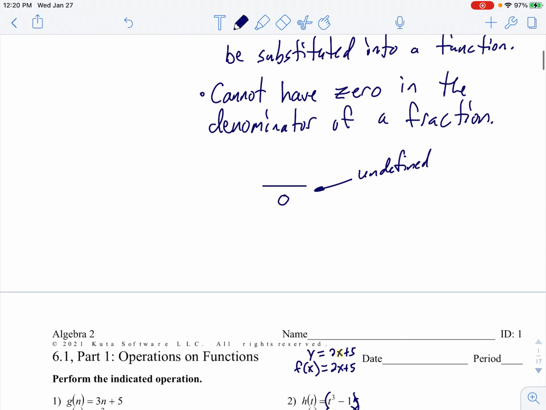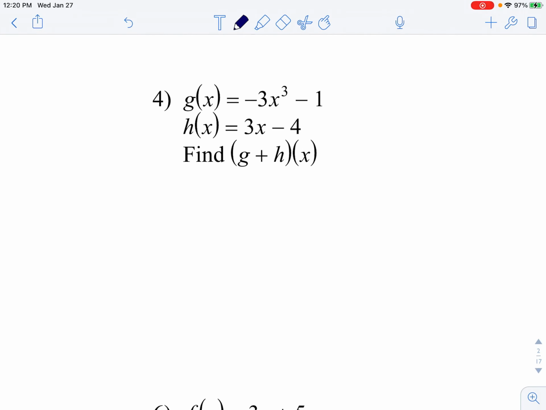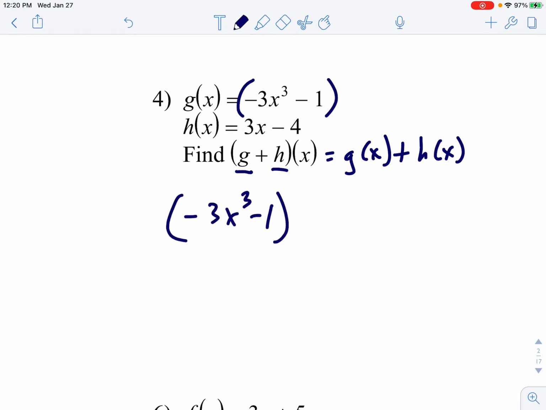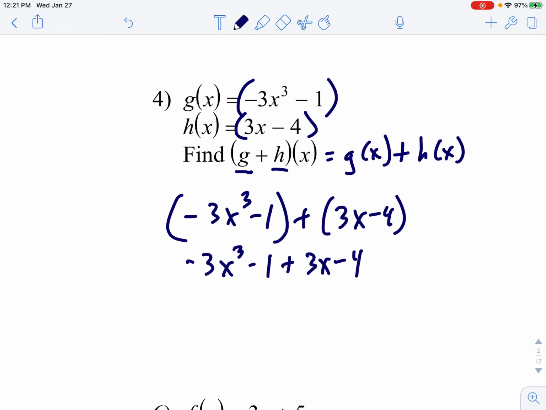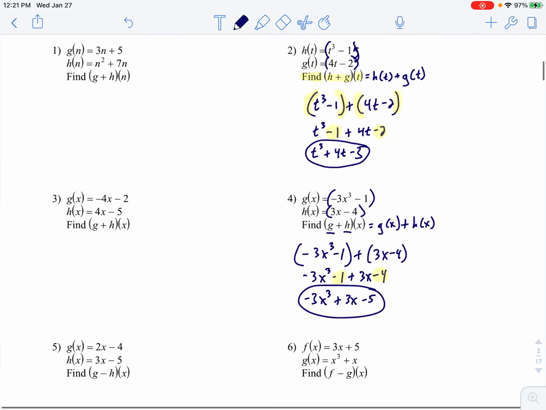All right, let's do number 4. Number 4 is just repetitious. It's another addition problem. So g plus h means g of x plus h of x. I need to take this function, negative 3x cubed minus 1, and add it to this function, 3x minus 4. I'm in the habit of putting these parentheses down because in most other problems, the parentheses actually matter. Addition-wise, they kind of don't. So if you skipped that step on this problem and just wrote it this way, that would be fine. But that's not the answer because we do have like terms. Minus 1 and minus 4 combine to get minus 5. So we're going to have negative 3x cubed plus 3x minus 5, and that should be our answer for number 4. Let's see.